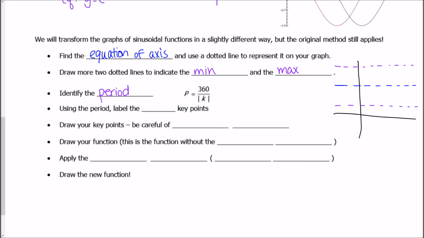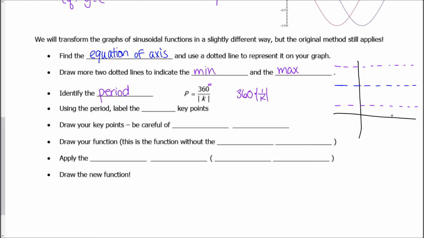And to find the period, I take 360 degrees because that's a full period, and I divide it by k, because 1 over k is my scale factor. So technically, I'm multiplying it by 1 over k. We do the absolute value of it because our period is always positive. And then essentially what you're doing is you're just taking 360 and dividing it by k to find your period, okay? And then using the period, you're going to label the 5 key points, okay?